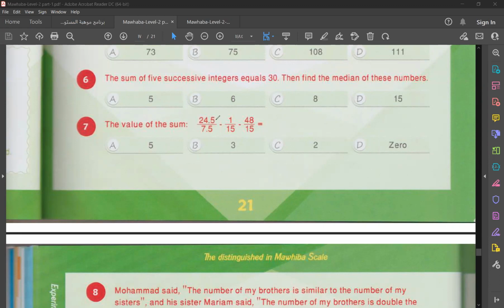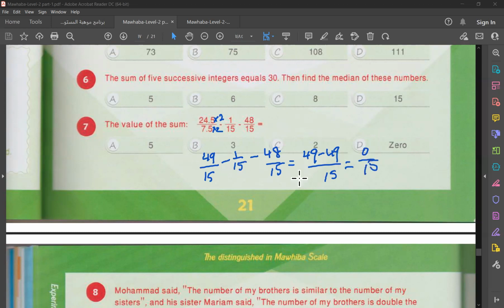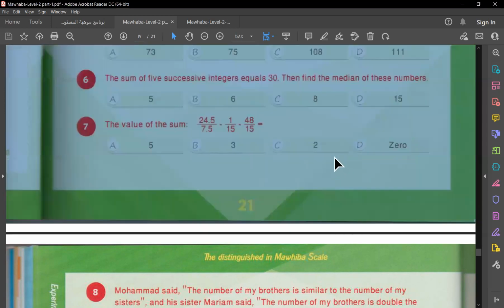Now what I will do here: you said 24.5 times 2 and 7.5 times 2. Yes, it is 49 over 15, minus 1 over 15, minus 48 over 15. So the answer is 49 minus 49, which is 0. Then the answer is 0 over what? Over 15. Correct. So the answer is 0.